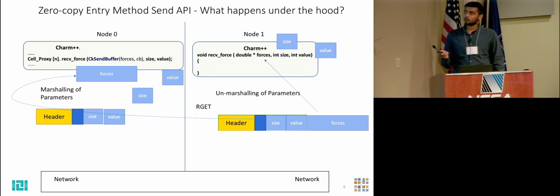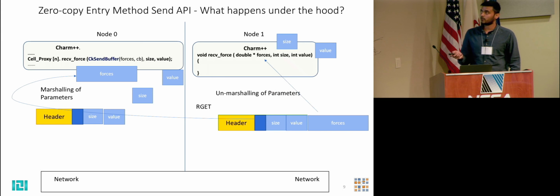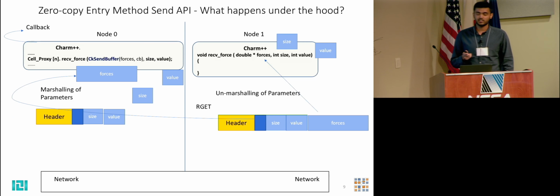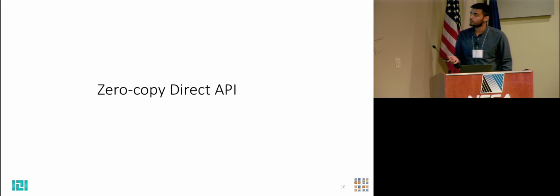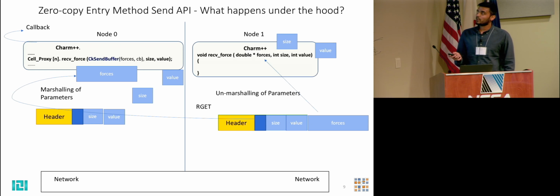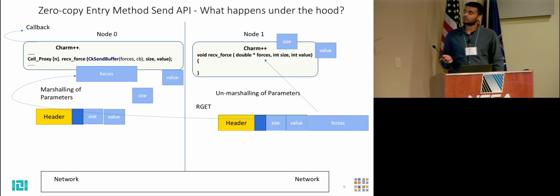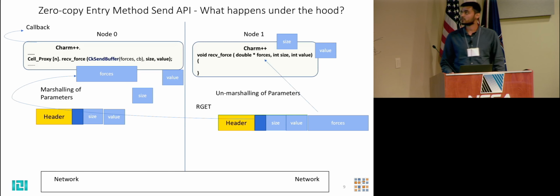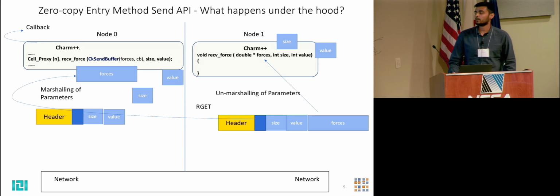So what we did here was save on this particular copy, and once the forces is obtained, once this rget is completed, that's when a callback is called on the source process to tell the source process that, hey, you can modify the pointer now or free it if you want to. So that was a previous API which was kind of experimental, and everything was happening behind the scenes.